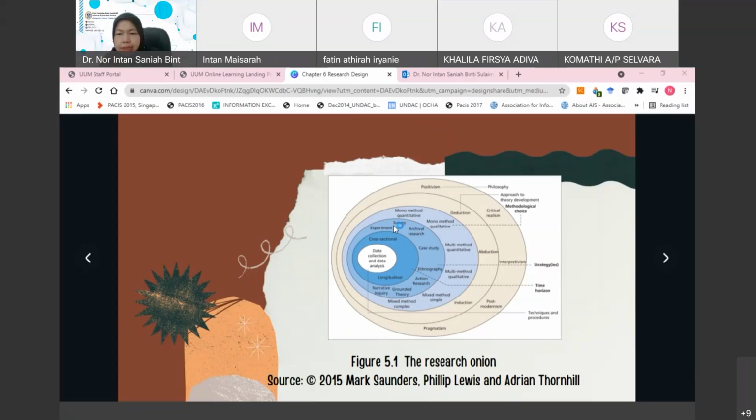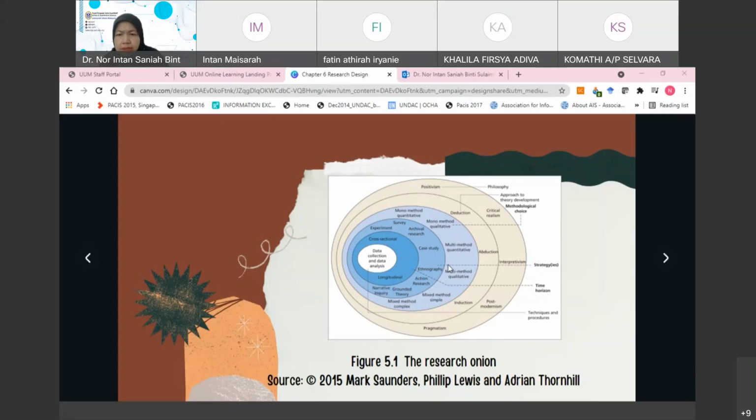And then the strategy. For our course, we are applying more on survey. Besides that they have case study, ethnography, grounded theory. These are more qualitative. Grounded theory, ethnography, case study can be quantitative and qualitative. So you can combine survey and case study as well.